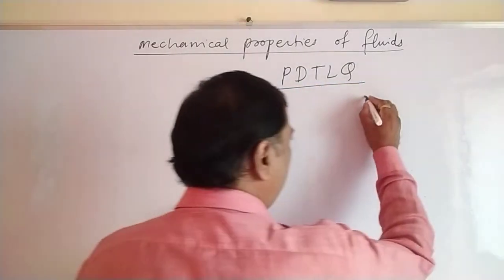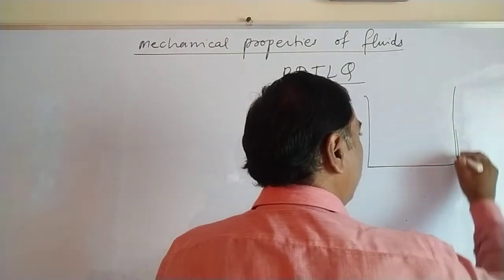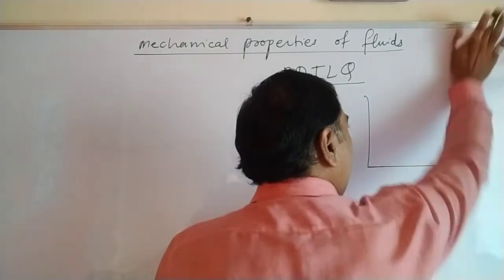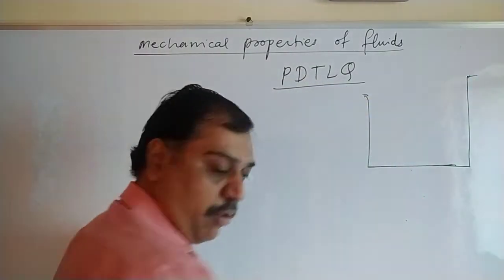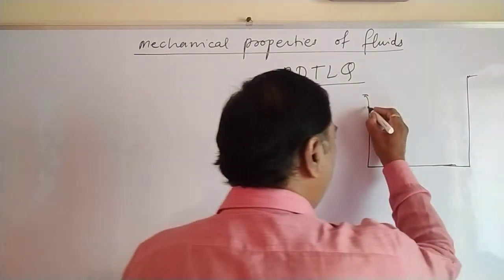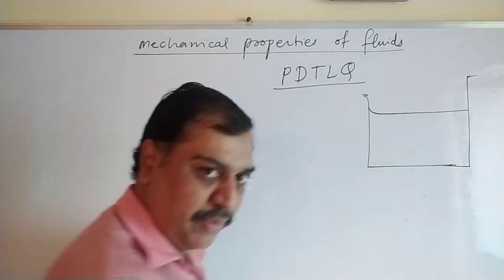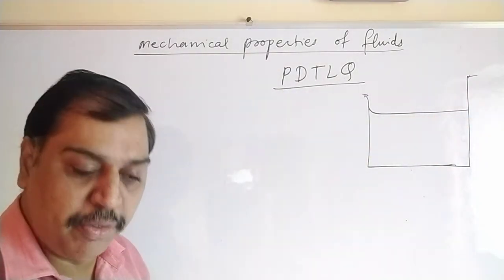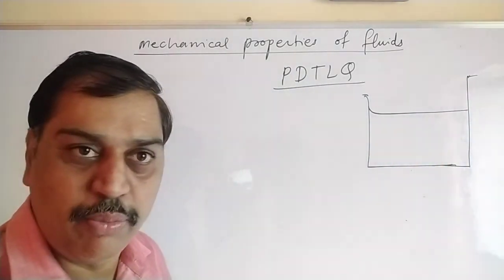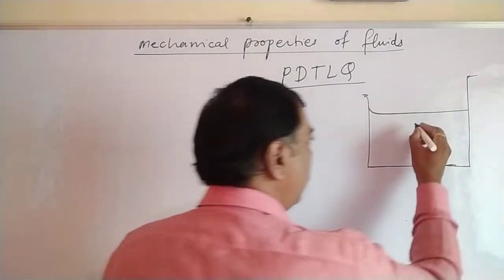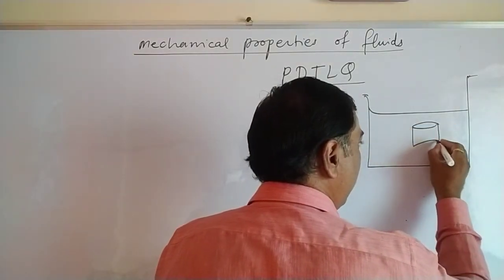Let's draw the diagram as in your book. Just for the sake of understanding we will draw it. Suppose this is the level of the liquid, and the water we have kept in this, which they have shown in blue color in your book. We don't use the word water, suppose it is any type of fluid. In this fluid they have kept a cylinder, a cylindrical shape.